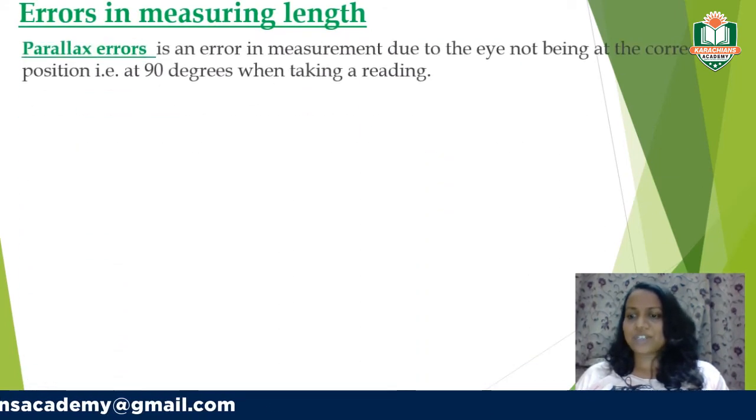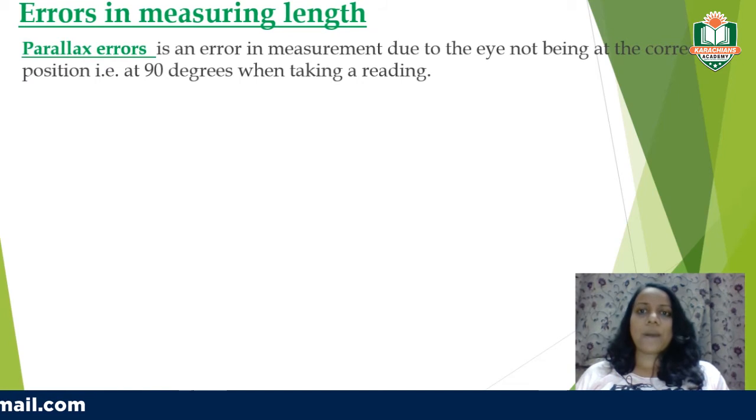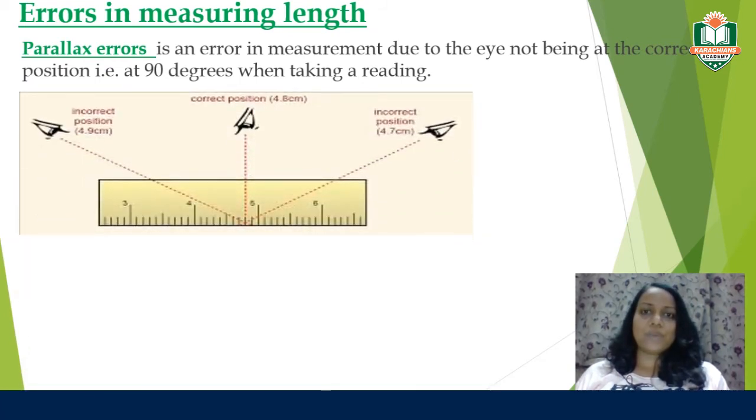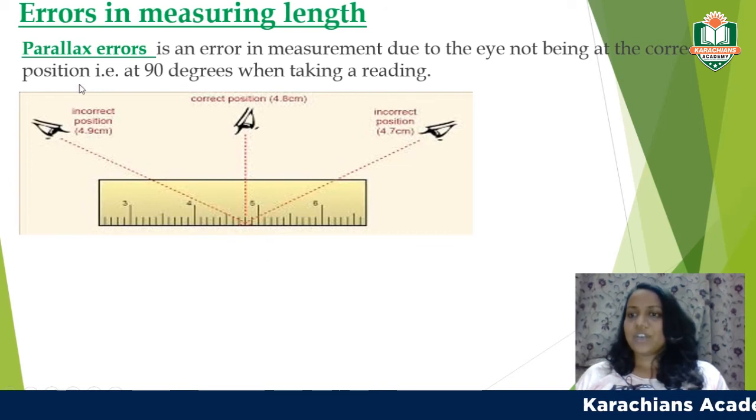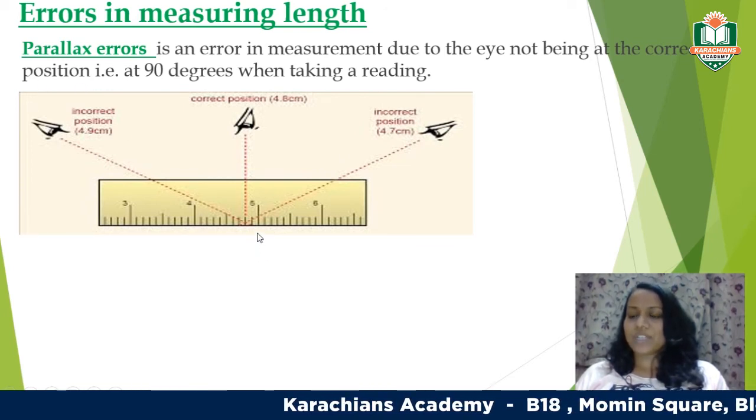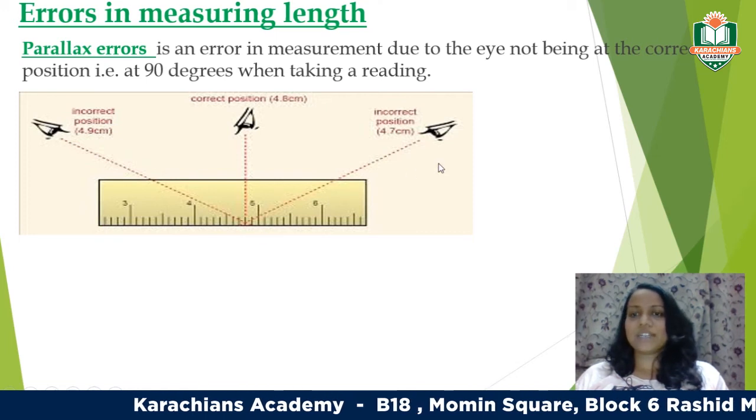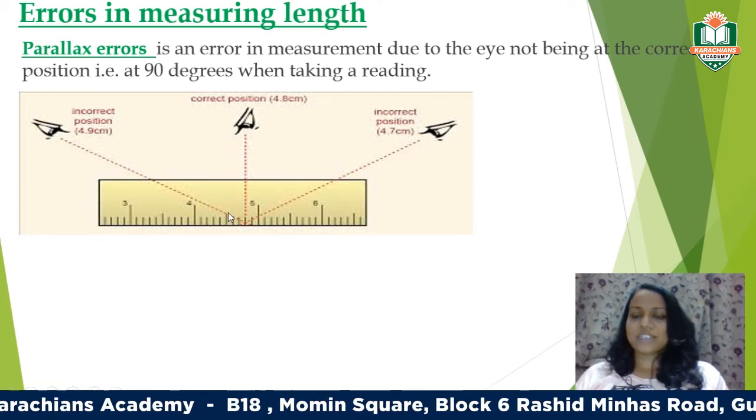Now while measuring length, you have certain errors. The first one is your parallax error that occurs when the eye is not placed at the correct position, that is at 90 degrees. So if you look from here, the reading is 4.9, which is more than the actual reading. When you look from the other side, it is less. So you have to look at 90 degrees.